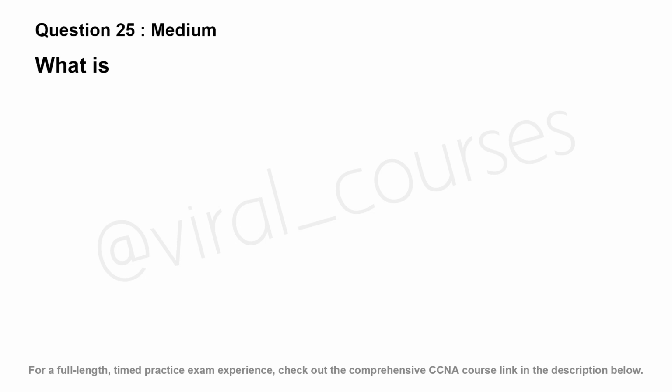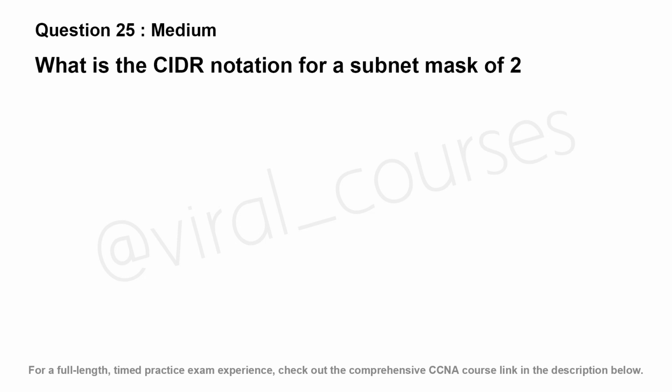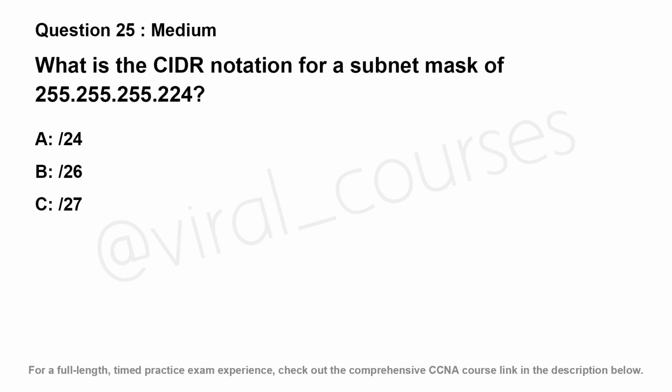What is the CIDR notation for a subnet mask of 255.255.255.224? Option A, 24. Option B, 26. Option C, 27. Option D, 28.